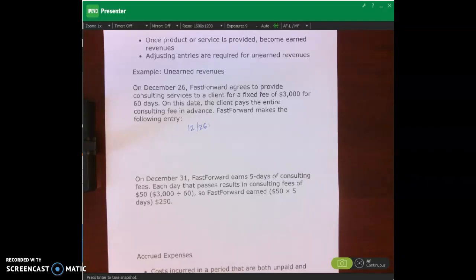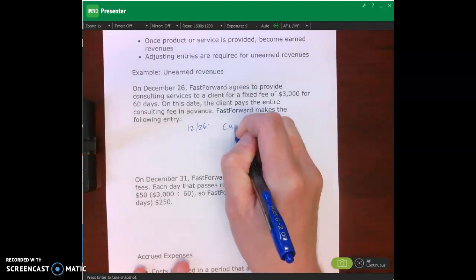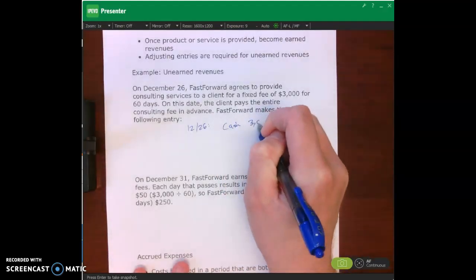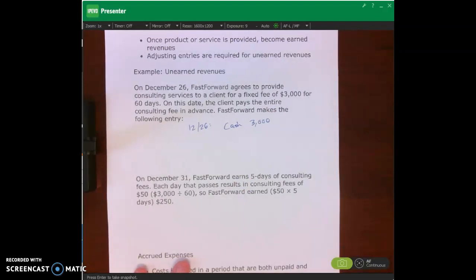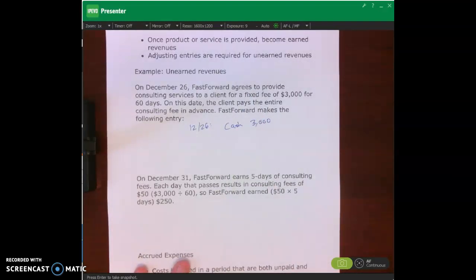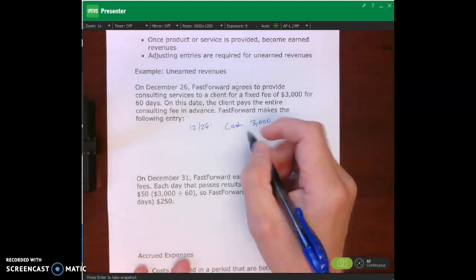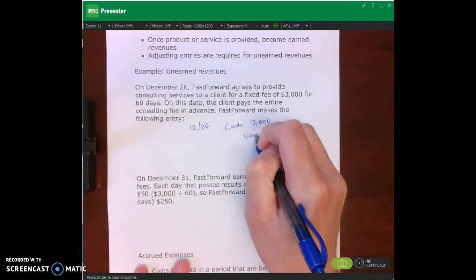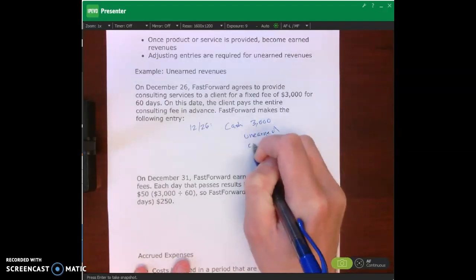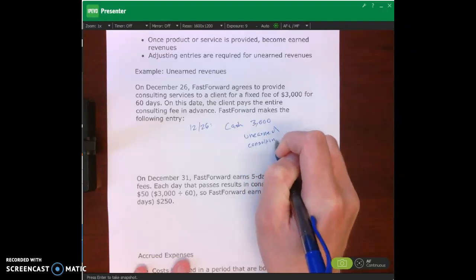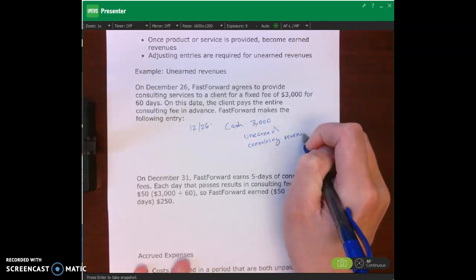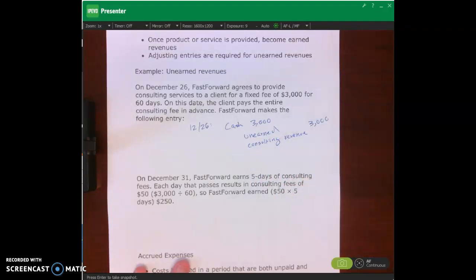What do we get paid in? Cash. Cash is an asset. How do I recognize that an asset is going up, such as cash? With a debit. So on 12/26, I'm going to debit cash for my $3,000. Now, I have a liability to provide these consulting services, and that liability is unearned consulting revenue. I'll come over here and credit my unearned consulting revenue for the $3,000.